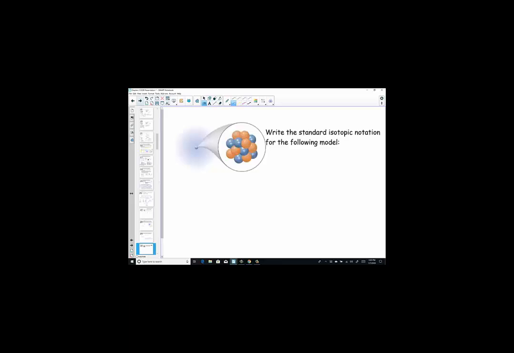Try one on your own. Pause me. Tell me what elemental symbol we have in standard isotopic notation. You ready to try? All right, so the blue represents protons and the oranges represent neutrons. Let's count. I have 1, 2, 3, 4, 5, 6 positive protons. And I have 1, 2, 3, 4, 5, 6, 7 neutral neutrons.